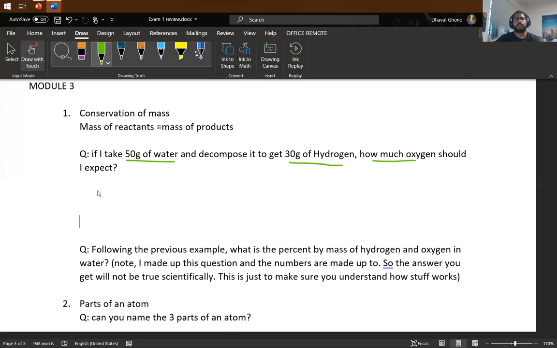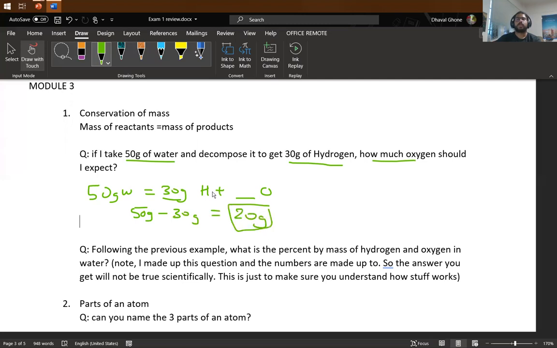Okay, I'm going to start solving it now. So I start with 50 grams of water, and you would think that the weight of my hydrogen plus the weight of my oxygen should completely add up to 50 grams, right? Nothing else is added to it. And if I say that when I broke it down, I got 30 grams of hydrogen, the only way to find the oxygen is to do 50 grams of water minus 30 grams of hydrogen, which gives me 20 grams of oxygen.